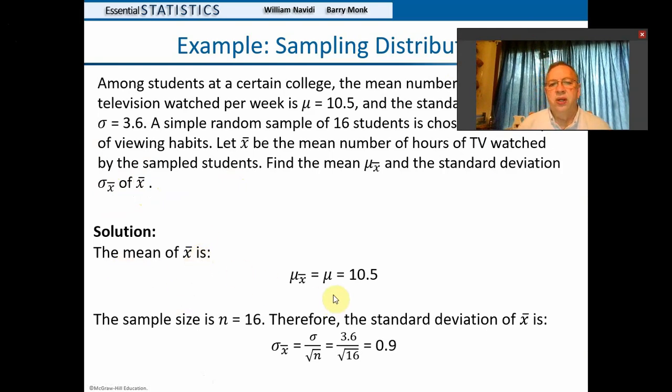So the mean of X bar is just what we would expect. This is the 10.5 for an individual student, so we set that equal. Then we calculate the standard error of the X bars as sigma over the square root of n. There's the 3.6 from our population standard deviation, divided by the square root of the sample size, which has to be given, and here it was 16 students.